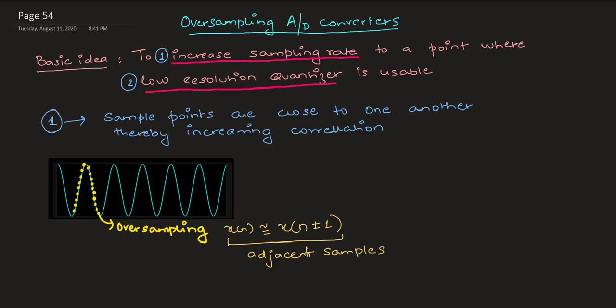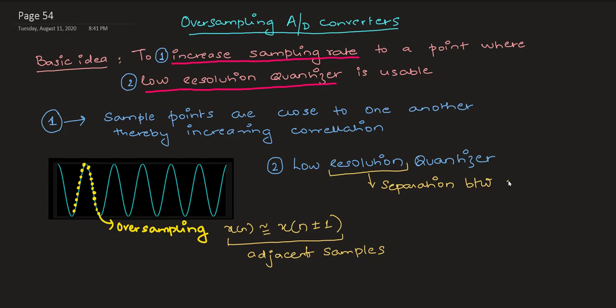So this is your oversampling, and when I do this oversampling, the resolution of my quantizer is going to be very small, right? It is very understandable, because since these two samples are going to be approximately the same, when I take the difference, or when I'm planning to do quantization with these successive values, I'm going to have a very small difference, and that has to be quantized to either the upper step or the lower step, delta top or delta bottom. So the quantizer will have a small separation between samples, and that is your low resolution quantizer.